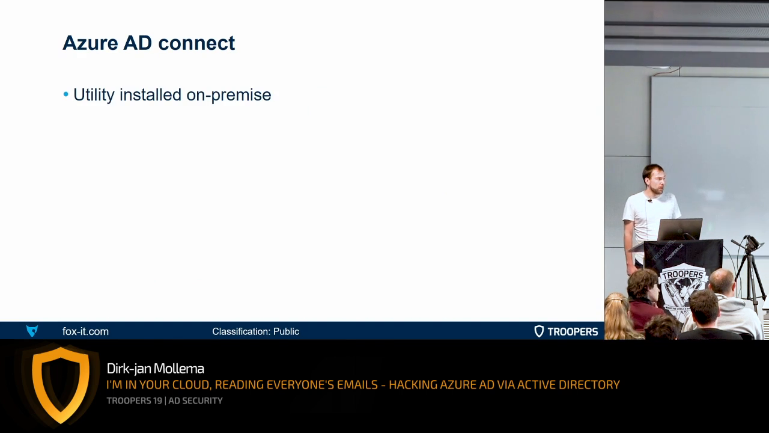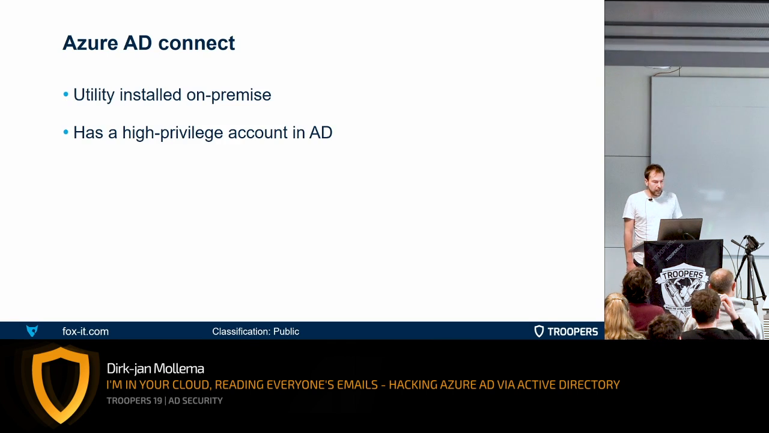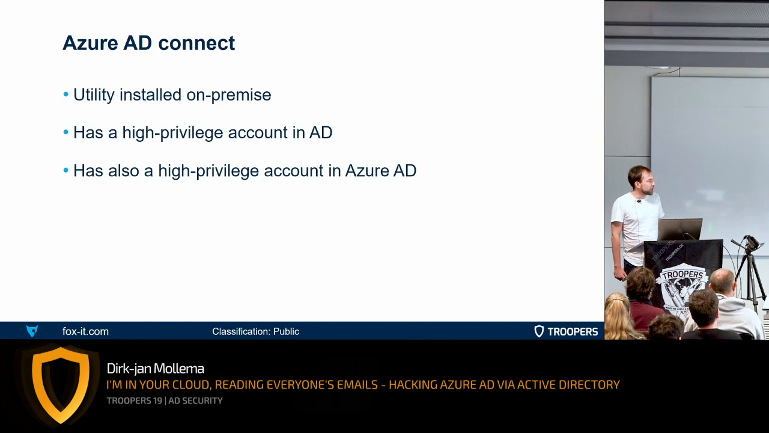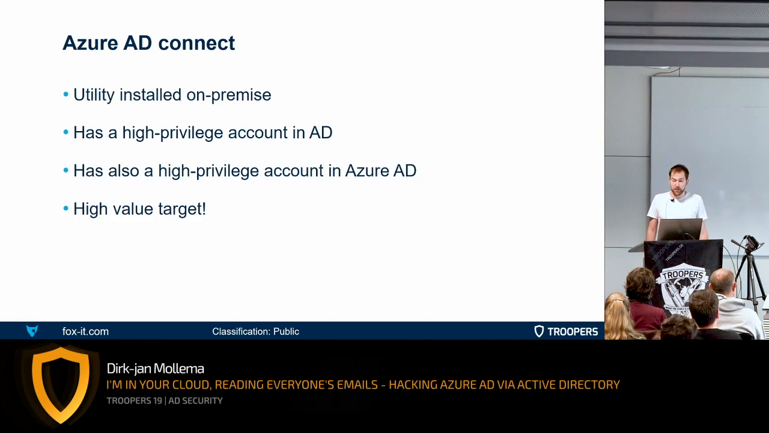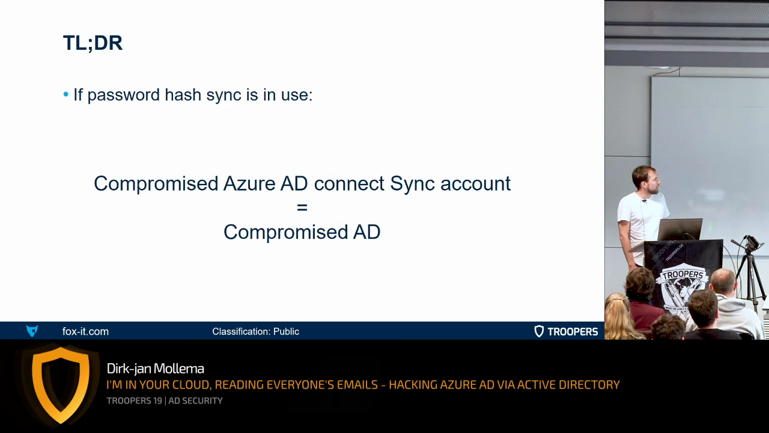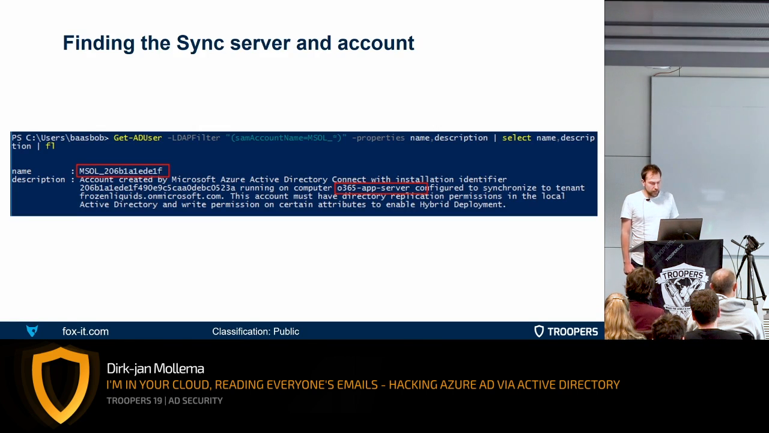This is installed on-premise, on a server. And of course, it needs to have access to the hashed passwords that it needs to synchronize to Azure AD. So it's a very high privilege AD account. It also has a high privilege account in Azure AD, which makes it a very high value target, since it has high privileges both on-premise and in the cloud. And the TLDR is, if you're using password hash synchronization and your Azure AD sync account is compromised, then your Active Directory is also compromised. And we'll see a bit more about that in the next section.